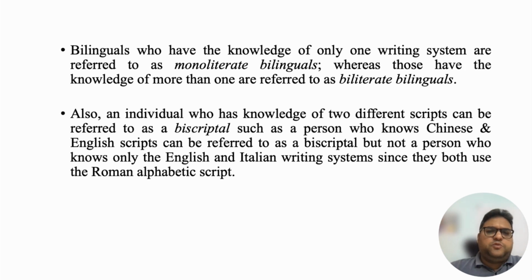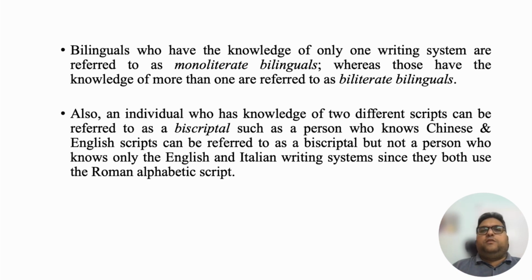Now, just to clarify some terminology here, bilinguals who have the knowledge of only one writing system are referred to as monoliterate bilinguals. You may know two languages, but, for example, I know, or at least I think I know, some Urdu, but I am definitely not capable of writing or reading in Urdu.